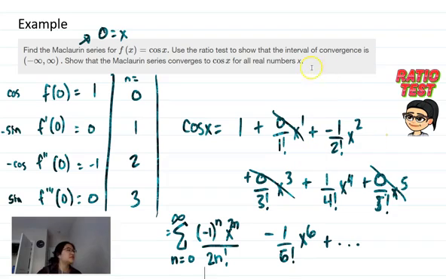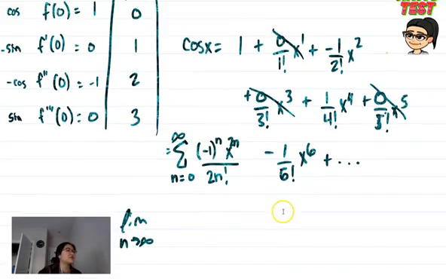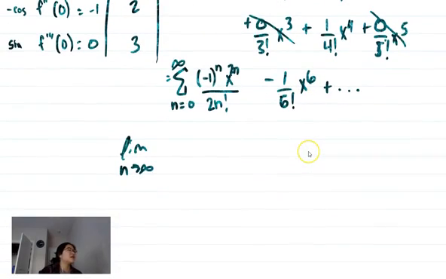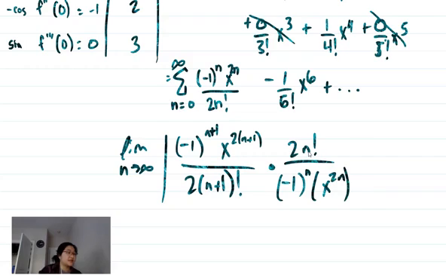We need to show that our interval of convergence is infinite. So let's look at the ratio test, the limit as n approaches infinity. Love the ratio test, it's so great. The absolute value of negative 1 to the n plus 1 times x to the 2n plus 1 over 2 times n plus 1 factorial, times the reciprocal, 2n factorial over negative 1 to the n times x to the 2n. There's no reason to have parentheses there, but that's okay.